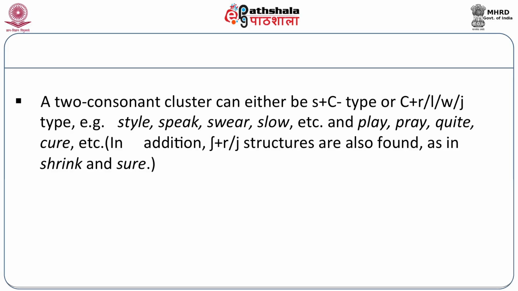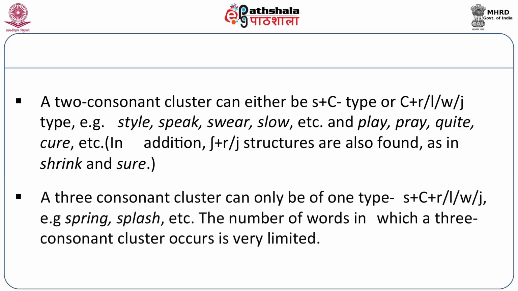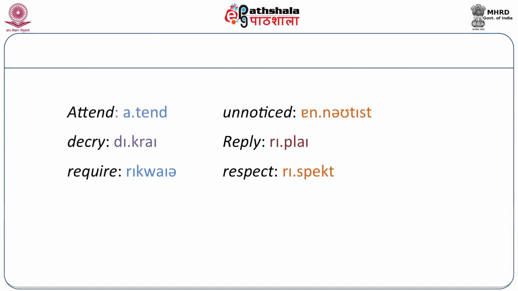We have words such as style, speak, swear, slow, play, pray, quiet, cure, representing the restrictions on the consonants that can occur in the onset position. And for three consonant clusters, words such as spring and splash. Now, given words such as attend, unnoticed, the division of syllable structure is like in most languages. A single consonant between two vowels goes with the following vowel, as in attend. Two consonants, there is a division, as in unnoticed.